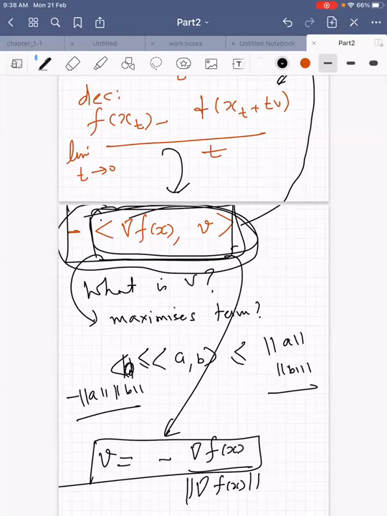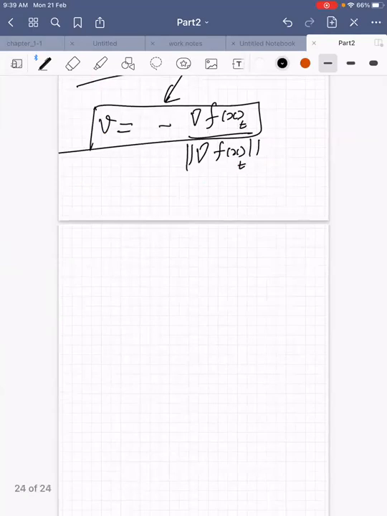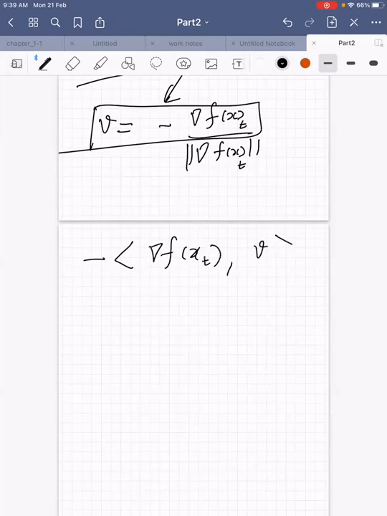Is that okay? This is, by the way, xt. All of it is xt. Is that okay, guys? Sir, can you repeat this last part? Okay, so let me just write this again. So you know, right, that the decrease in function value is this. Is that okay?